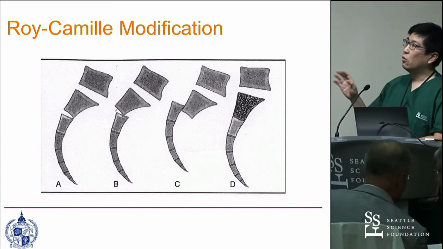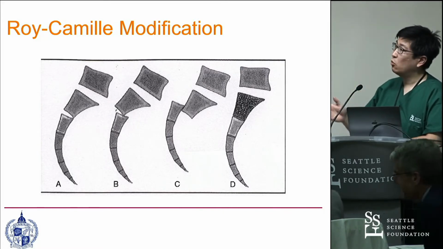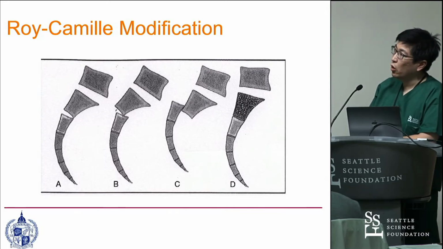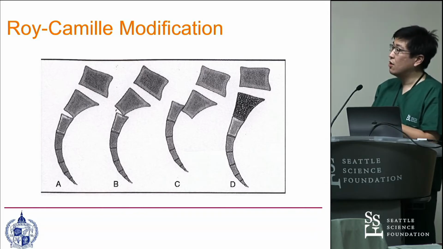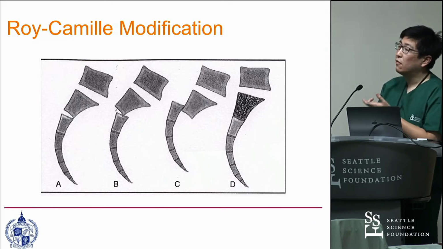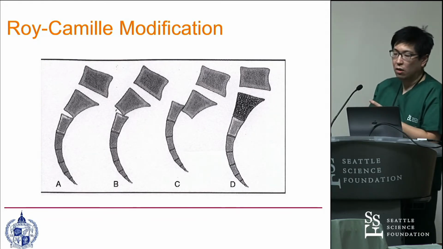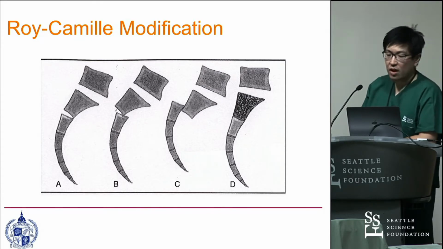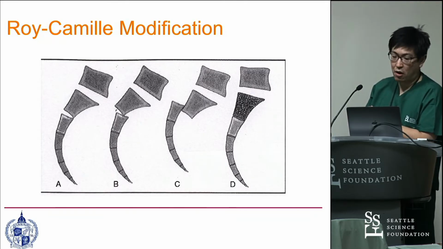This is basically the Roy-Camille modification, looking at the sagittal plane in terms of the mechanism of injury. A Roy-Camille A is a flexion injury without translation. A Roy-Camille B is a flexion injury with translation. A Roy-Camille C is an extension injury. And finally, D is an axial loading mechanism type injury with comminuted segments of the S1 vertebra. And these generally all tend to predict a degree of neurological severity.